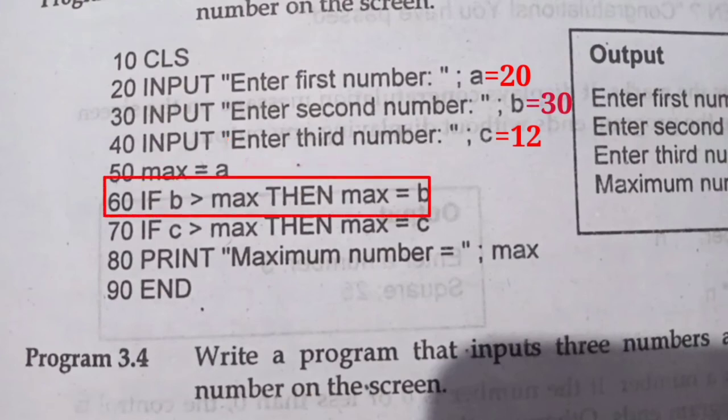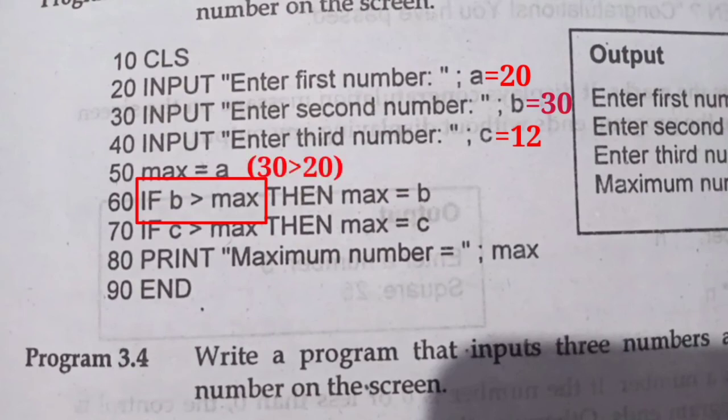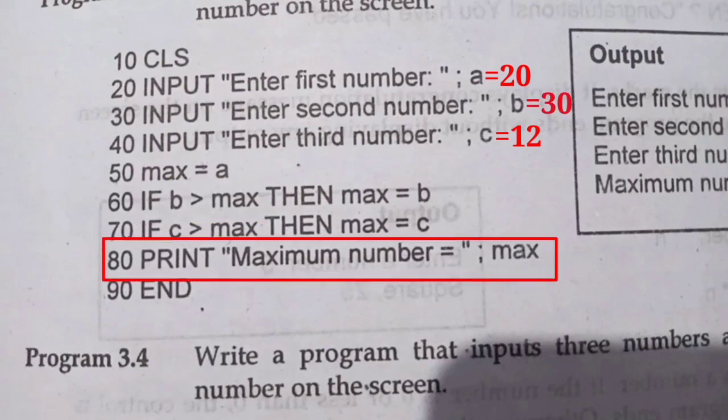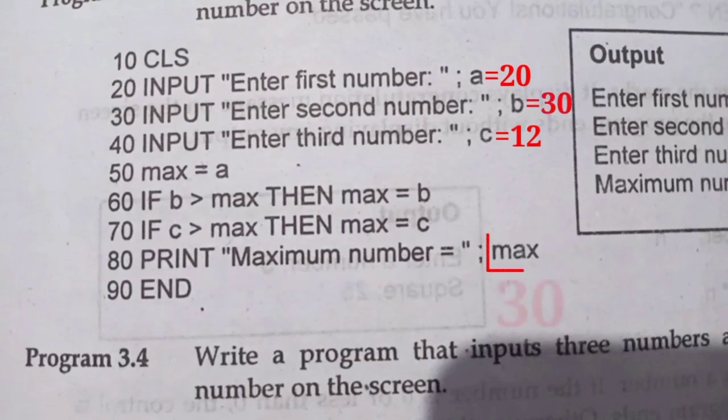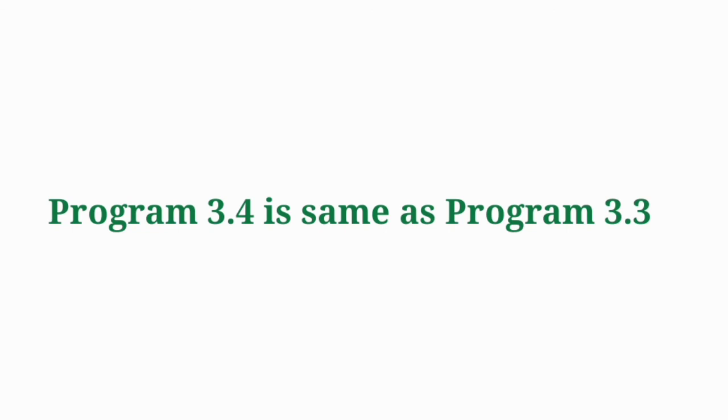Now control moves to line 60 and checks the if condition, like if 30 is greater than 20. So yes, the condition is true, and max becomes 30. Now control moves directly to line 80 by skipping line 70 and prints the maximum number 30 on screen. And then the program will terminate easily. Program 3.4 is the same as program 3.3, so you have to solve this program by yourself.